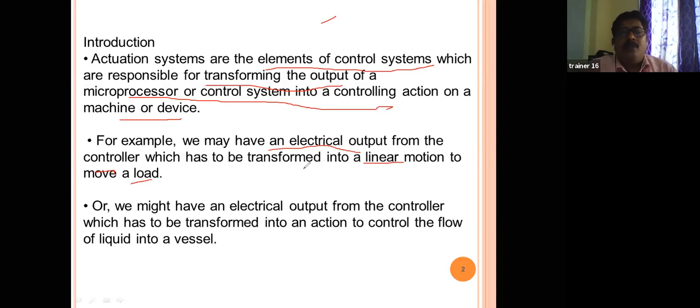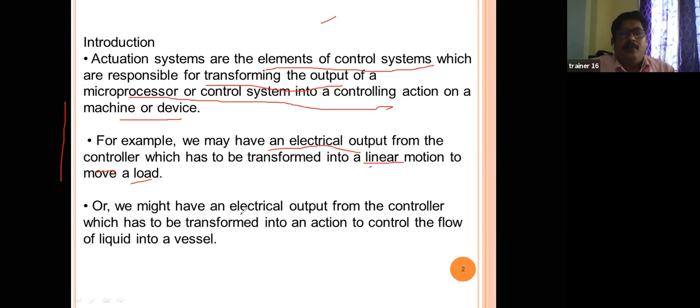Example, I'm saying here, the electrical output is from the controller. What is the controller here? Any controller. For example, in the fan, the regulator is the controller. By changing the mode, the output is transformed into an angular rotation, in terms of RPM. That is an example. There are several examples out there, right?